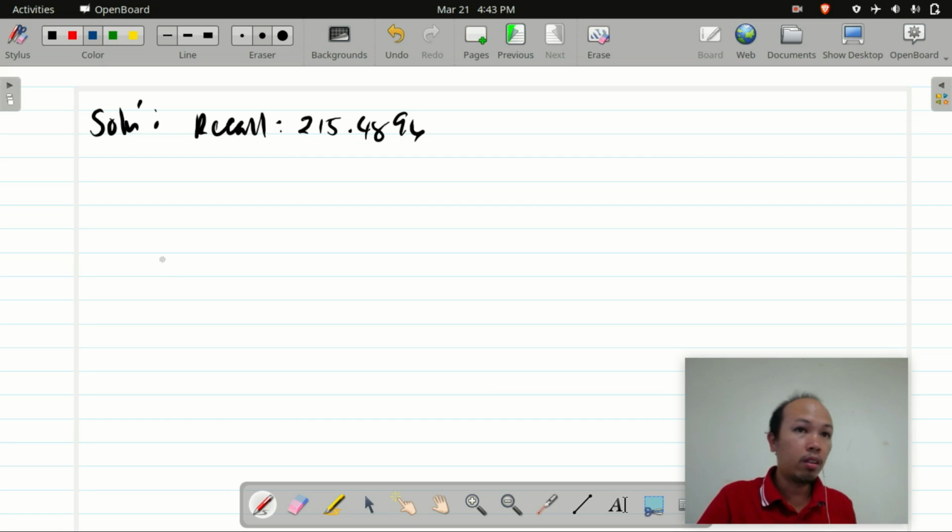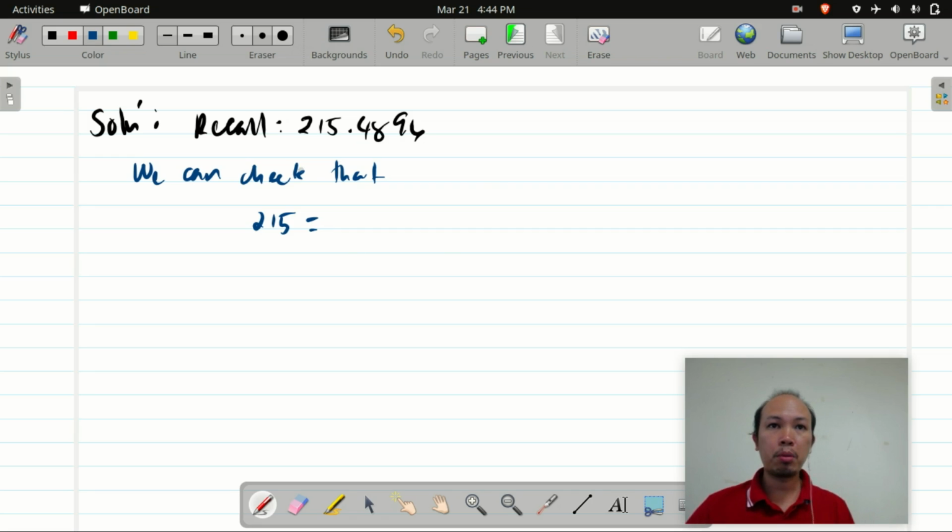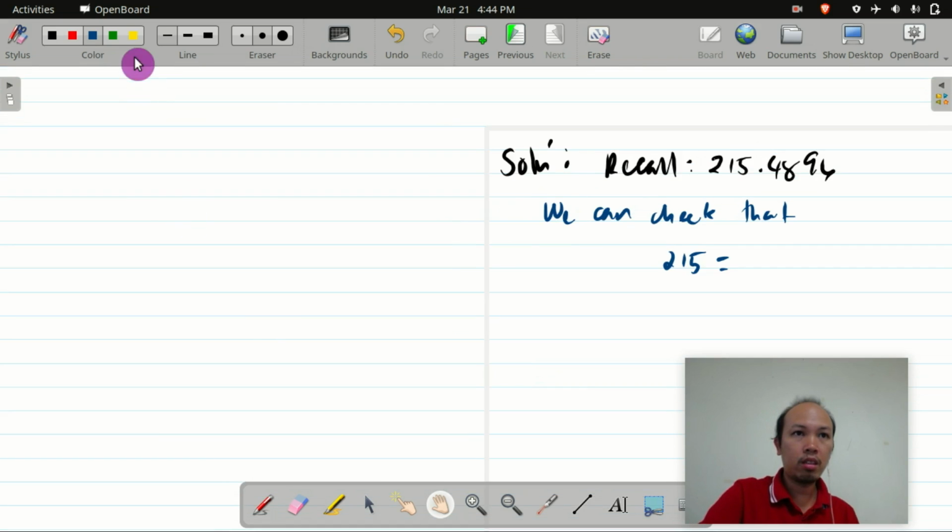Okay, we can check that 215 is equal to, remember in our previous discussion, if we are going to convert this decimal number to a binary number, we have to separately convert the integral part and the fractional part of this decimal number. So 215, let's try our scratch here.